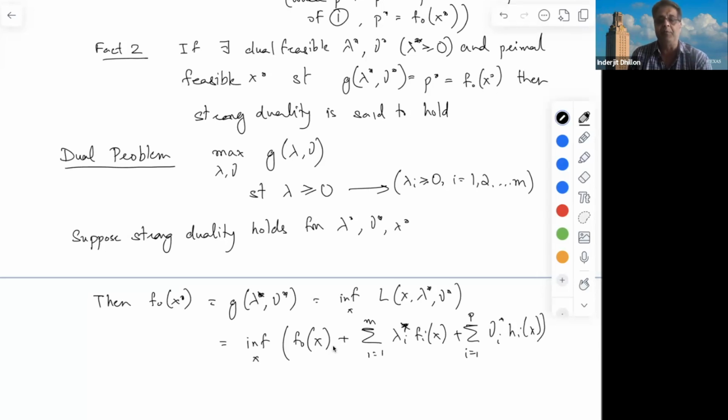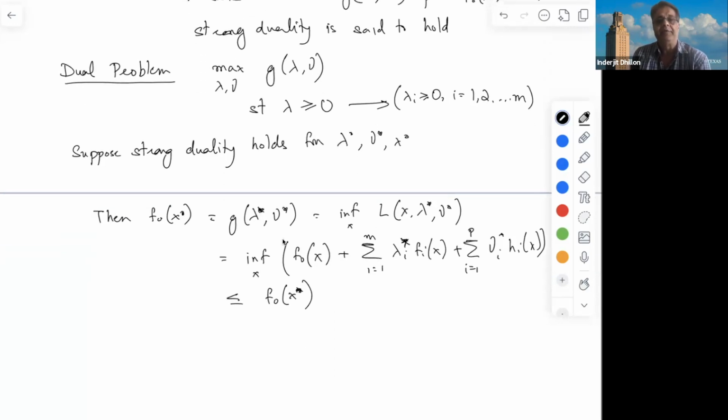Since this is the infimum over x, it must hold that this is less than or equal to the value at any other x, in particular x star. So this infimum will be less than or equal to something else, and I can substitute x star over here. So now I'm substituting x star in the above.